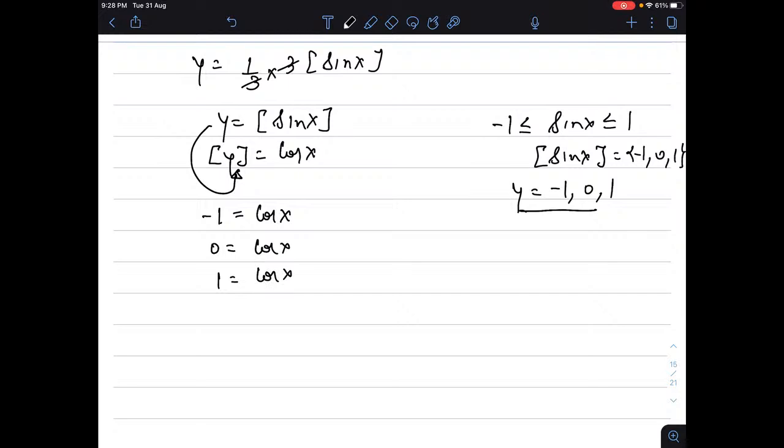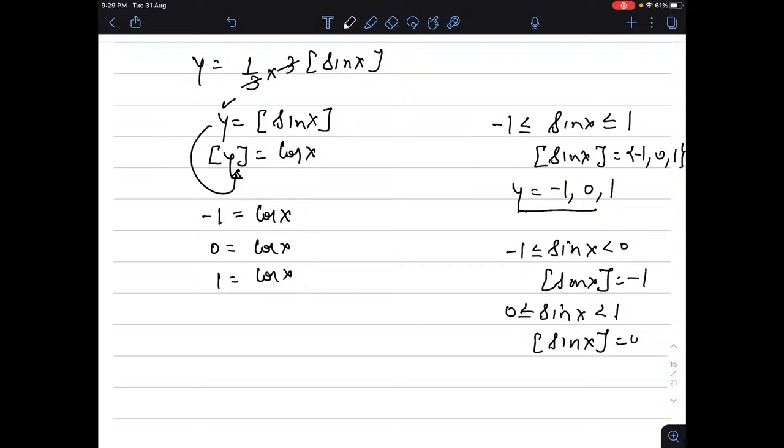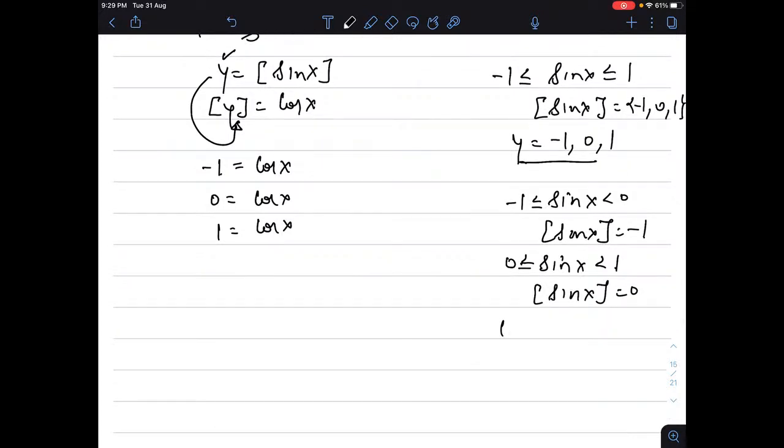Now you might be wondering when y will be becoming -1, when y will be becoming 1. So guys, y will be becoming -1 if sin x lies from -1 to 0. So greatest integer function of sin x will become what? -1 over here. If 0 is less than or equal to sin x is less than 1 we are knowing, greatest integer function of sin x will become what? 0 over here. And if sin x itself is 1, then y will become what? Greatest integer function of sin x will become what? 1 over here. So till here you would have got my point. This is the value of y, this is the value of y, this is the value of y.